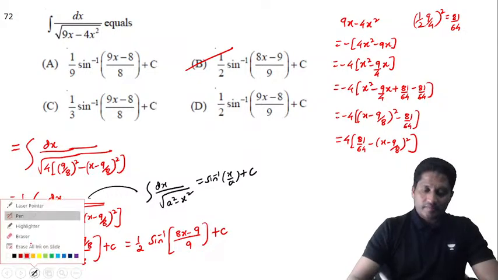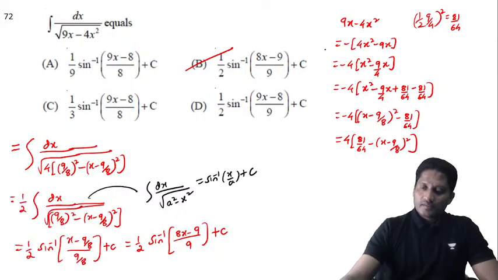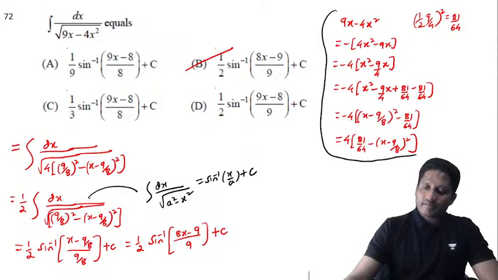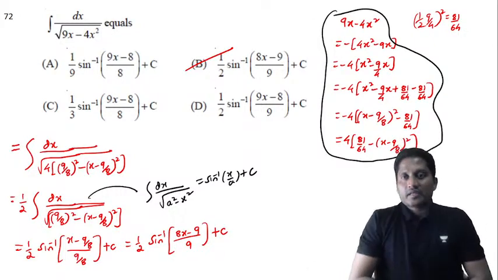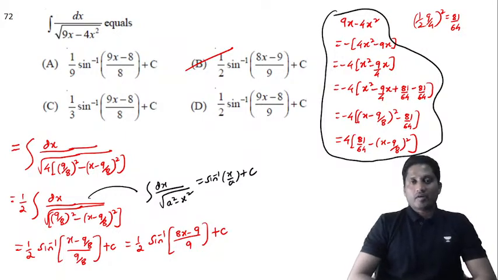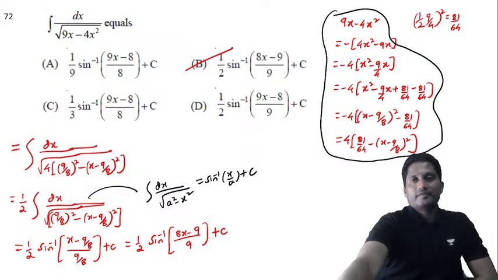This is completing the squares, which you have done in NCERT. Take exercise 7.4 and check the many questions on completing the squares: dx by quadratic, dx by root of quadratic, linear by quadratic, linear by root of quadratic. In exercise 7.4 you will find them.